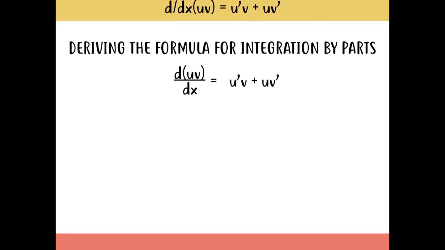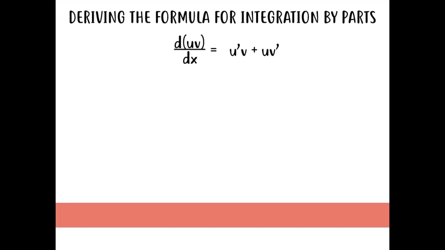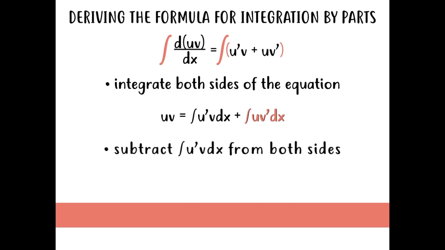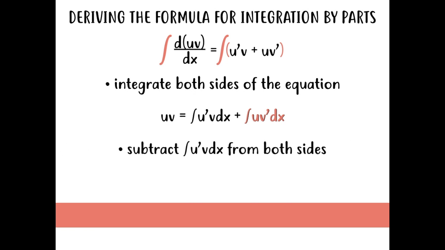The product rule helps us derive the formula for integration by parts. If we integrate both sides of the equation, we're going to get uv equals the integral of the derivative of u times v dx plus the integral of u times the derivative of v dx. The integral I've highlighted is the one we want to solve for, so if we subtract the integral of the derivative of u times v dx from both sides, we're going to get the following. And you can see how this equals uv minus the integral of v du.